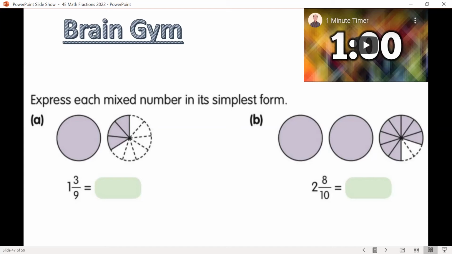All right, so we are doing a quick recap on simplifying mixed fractions. Okay.